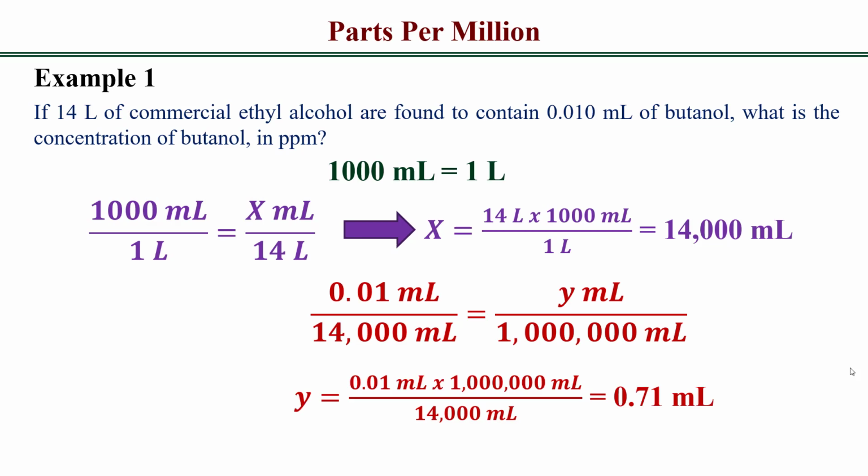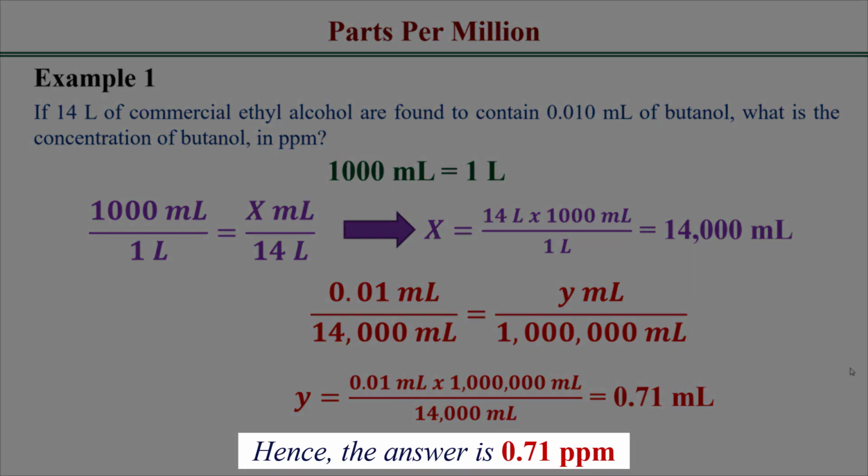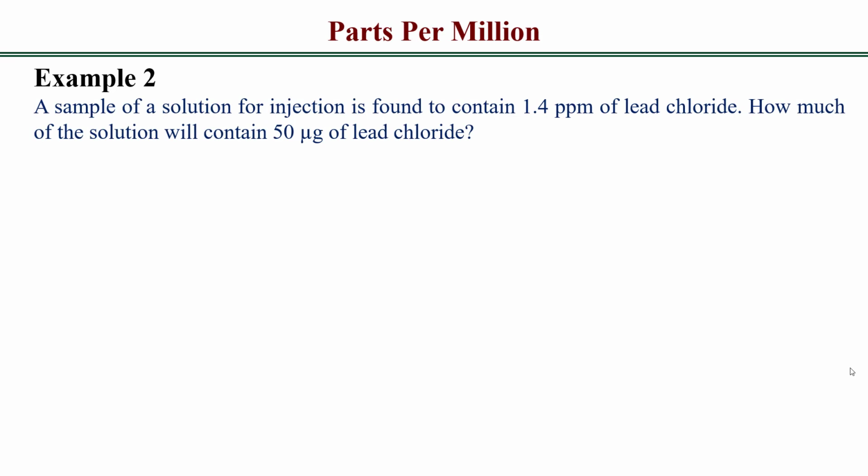So what that will look like is you now have y being equal to 0.01 milliliters times 1,000,000 milliliters divided by 14,000 milliliters. That gives us 0.71 milliliters, and so the answer to the question will be 0.71 ppm. Let's take a look at the next example.